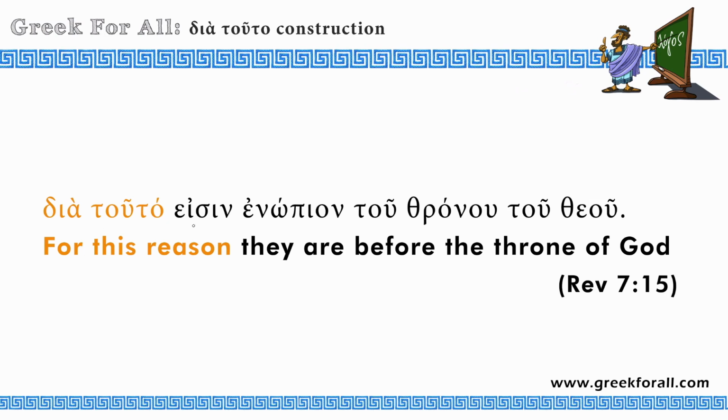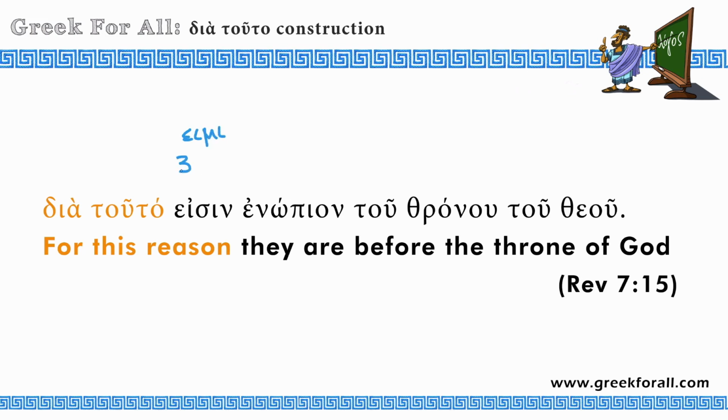Dia touto eisin enopion tou thronou tou theou. Translation, for this reason they are before the throne of God. So we have our phrase dia touto. We can translate it as for this reason, or because of this, or therefore. And then we have the verb eisin. It is the verb eimi.